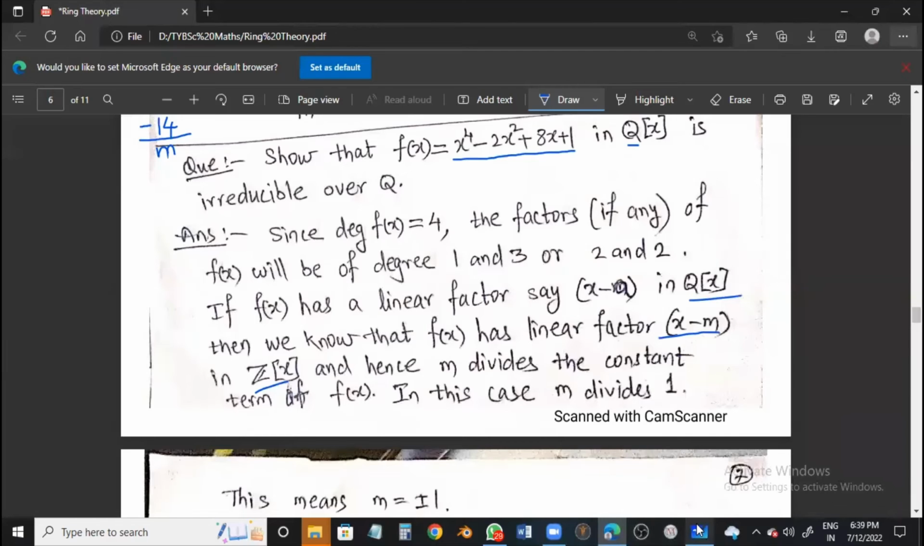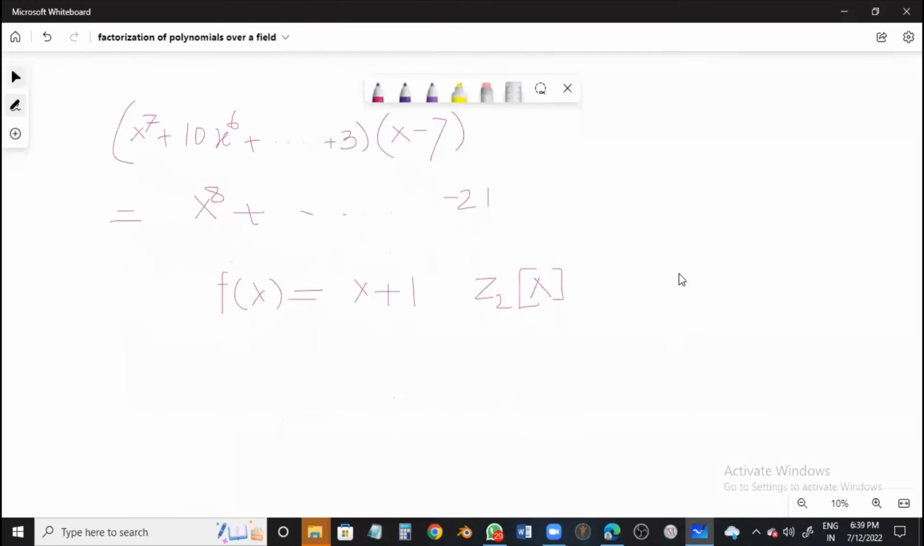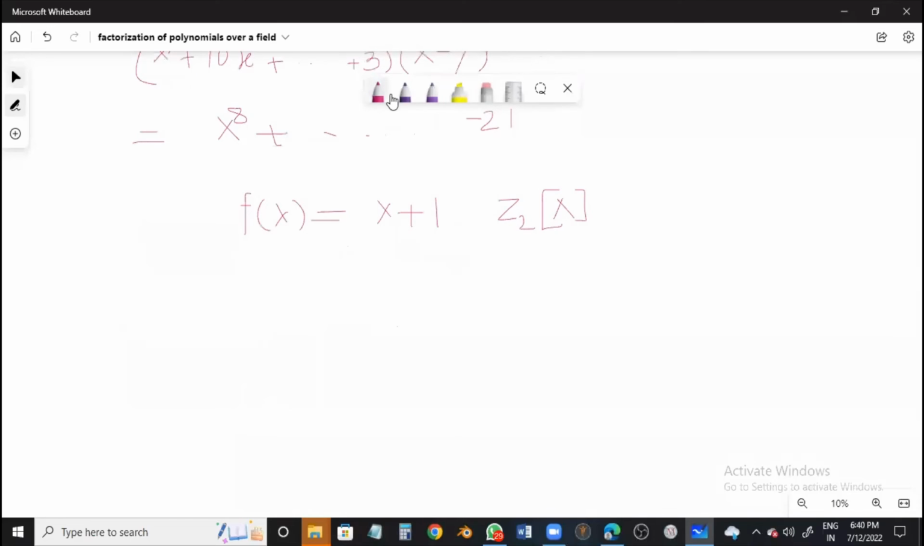When do I say, suppose I'm having f of x as x plus 1 in Z2. What is the zero of this particular polynomial? Yes, can anybody tell me? What is the zero? What are the members of Z2? A very small set actually. 0 and 1.